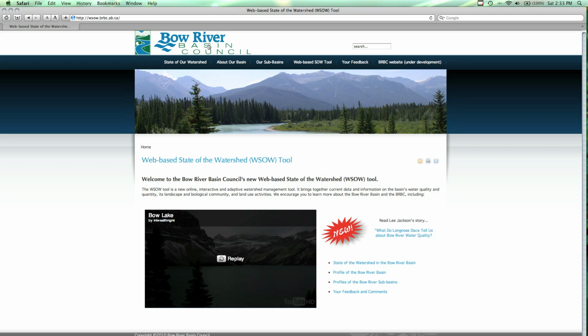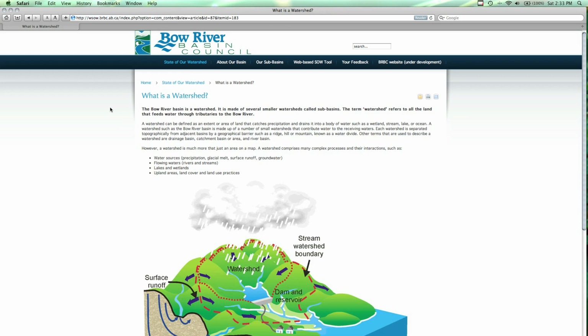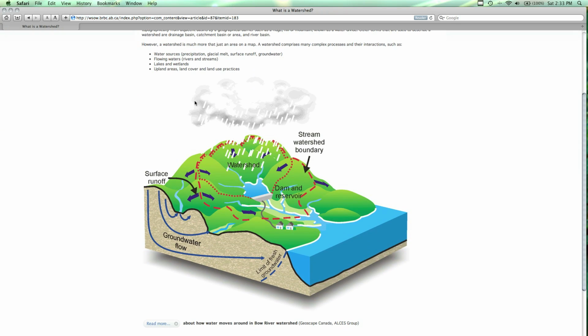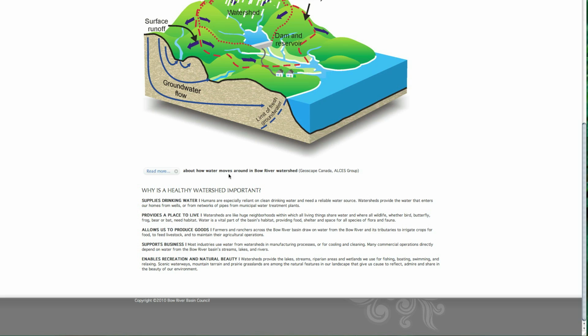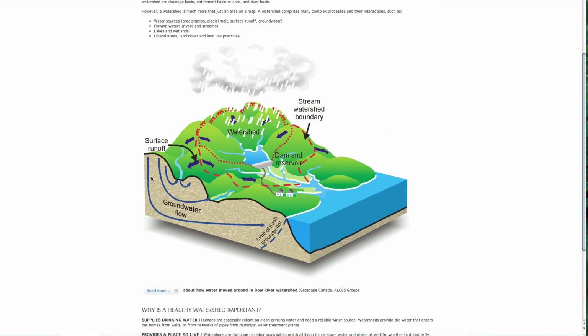Let's begin by looking at the section on State of our Watershed. This section provides you with an overview of what is a watershed. You can read more about how water moves through the Bow River and about why a healthy watershed is important.